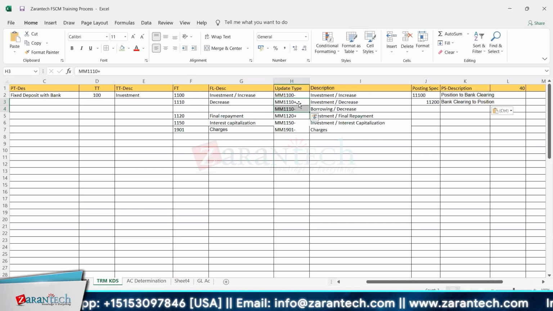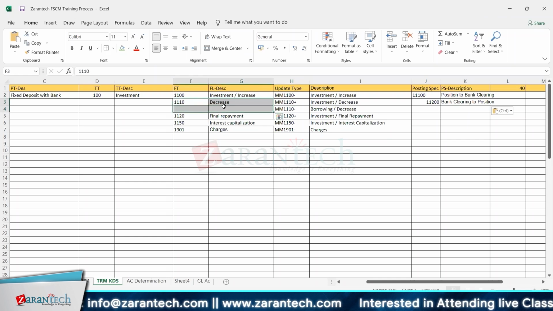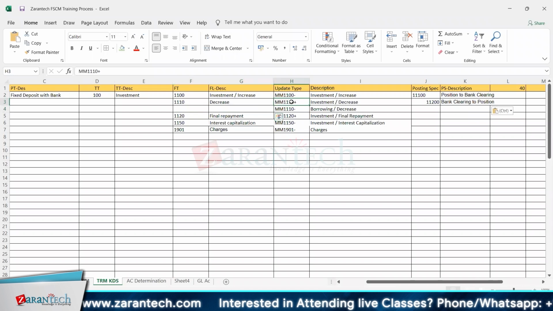So for accounting purposes, this update type will have different posting specifications for the inflow and outflow of the cash, but my flow type will be the same. I'll select whether increase or decrease, which means with the sign, I'm going to manage that. And now here, this accounting entry. You can see the posting specification is your accounting entry. Now the accounting entry will be for inflow or outflow, right? So the update type is the bridge between flow type and posting specification.